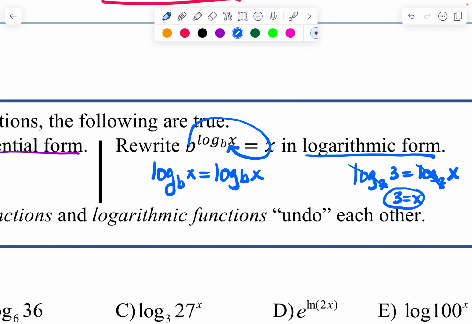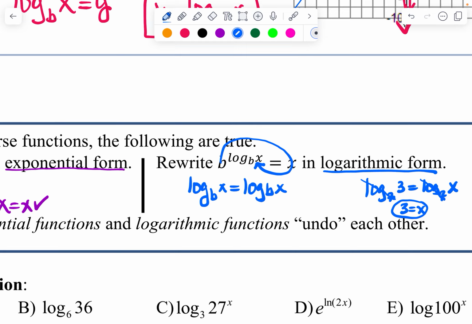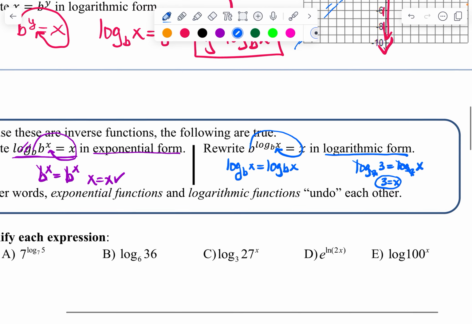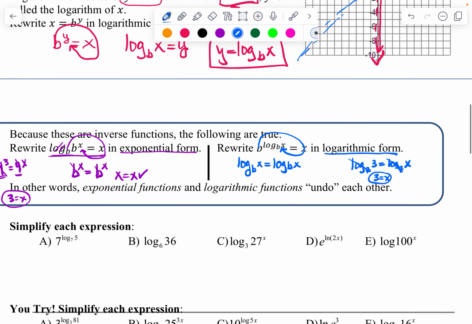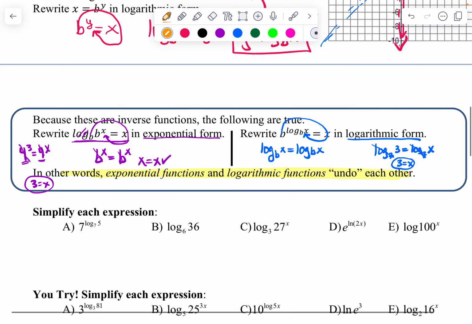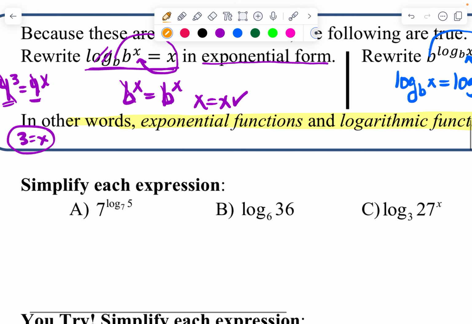Okay, so these two operations, log and exponential, are inverses. They do and undo each other. Kind of like saying square and square root are opposite. Squared and square root undo each other's operations. Exponential and logs undo each other. Okay, so we're going to practice some of these now that have numbers.